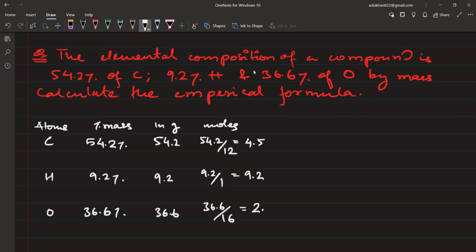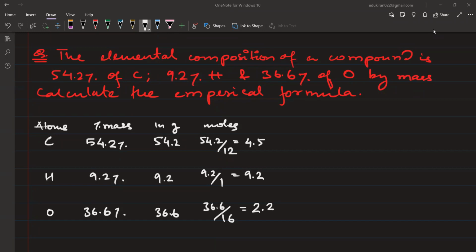So again 16, and we have remaining 46, right? 2s are 32, and 46 minus 32 is 14. So somewhere around 8 or 7 will be there. How much is this? 2.2. Okay, fine, 2.2. So the number of moles is done.